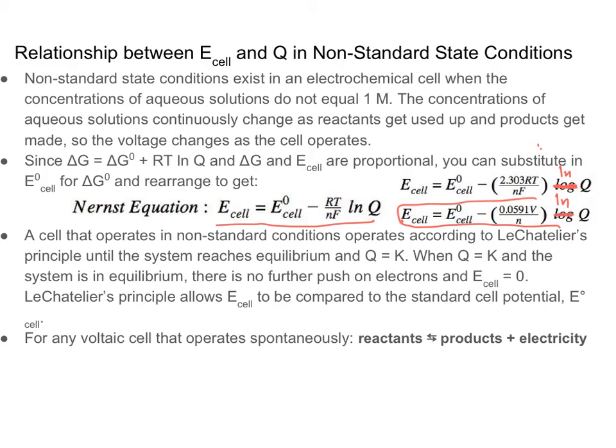the Nernst equation in some way, shape, or form on the AP exam, it's not a huge focus of your math. It's more likely along the lines of your ability to understand the relationship, for example, between Q and K, or change in free energy and cell potential. And so this will help us to get there.